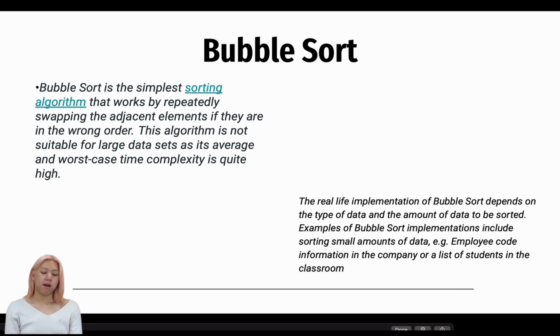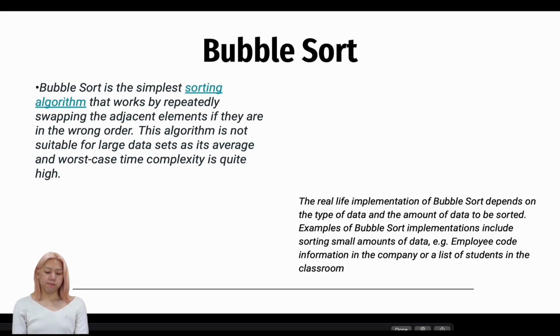We already talked about linear searching. We will continue to bubble sort. Bubble sort is a simple sorting algorithm that works by repeatedly swapping the adjacent elements if they are in the wrong order. This algorithm is not suitable for large data sets as its average and worst case time complexity is quite high.